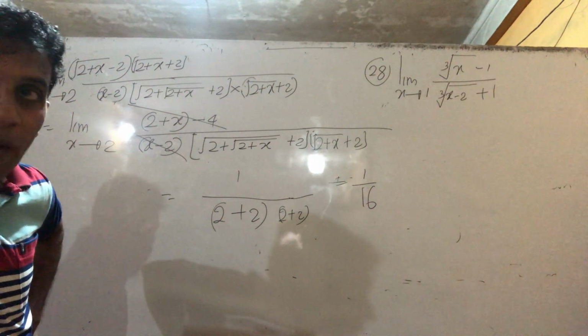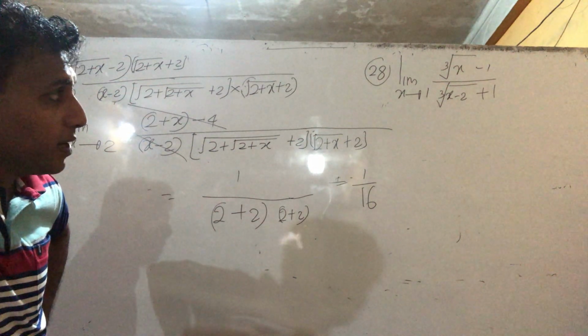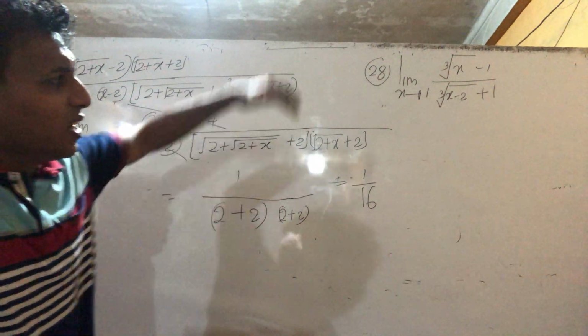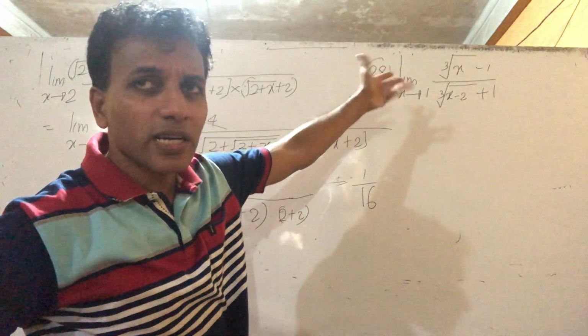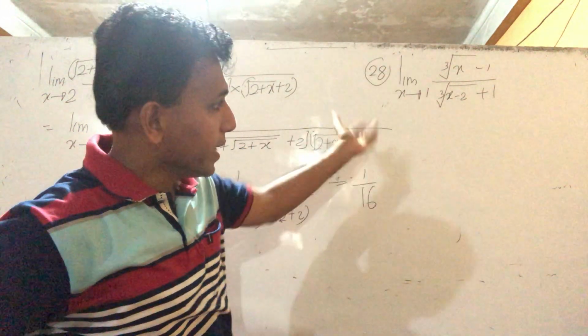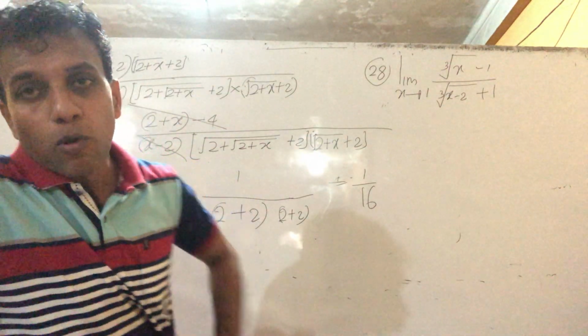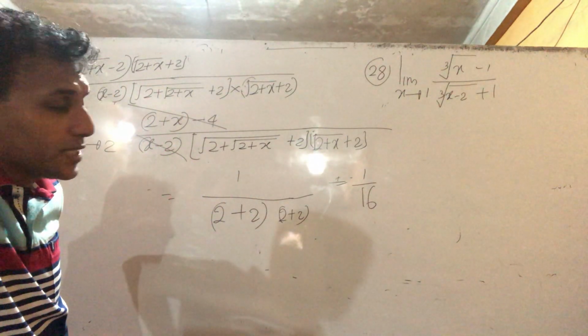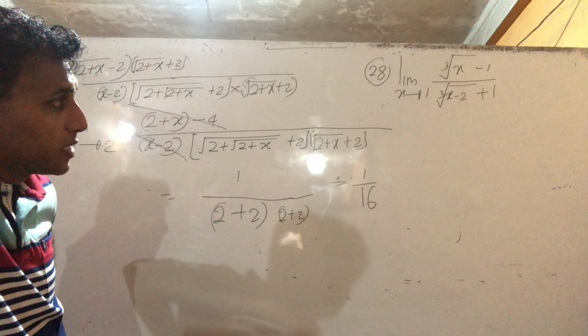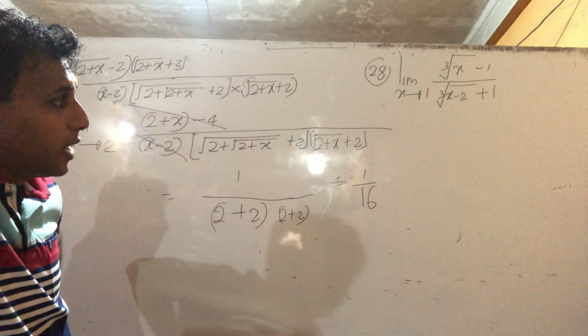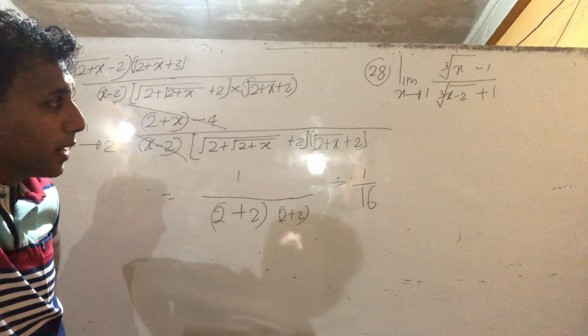This is a third root, power 1 over 3. What happens if you put x as 1? Check that. Above, 1 minus 1 is 0. Below, minus 1 to the power 1/3 is minus 1, and minus 1 plus 1 is 0. Both above and below are 0. Therefore it is a meaningless pattern.